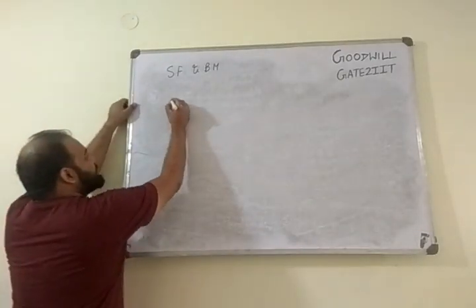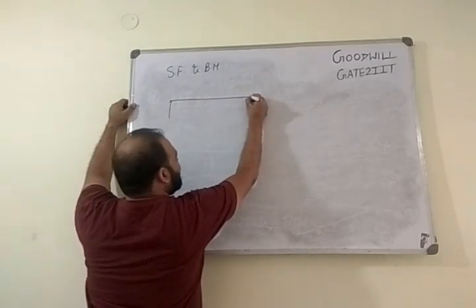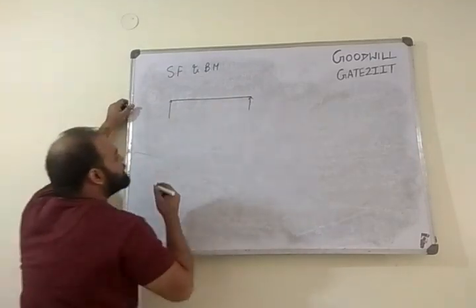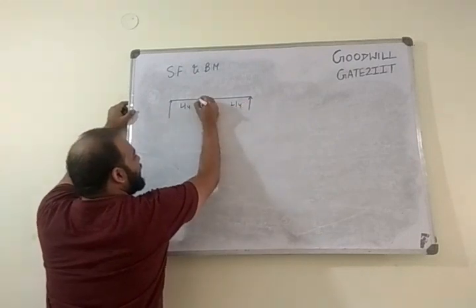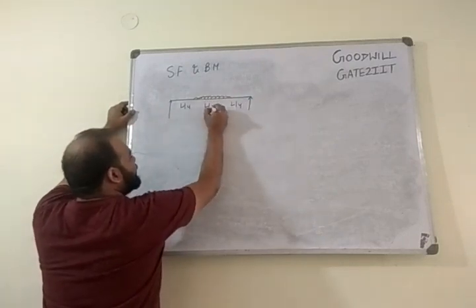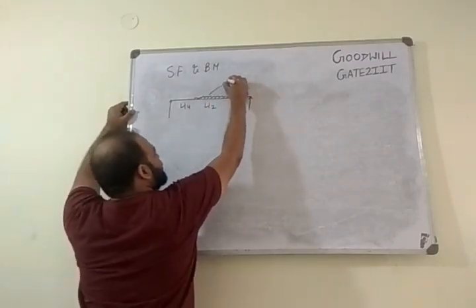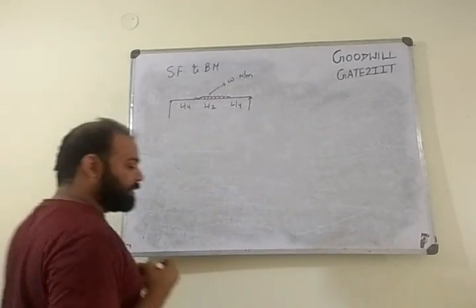Alright, now let's say you have a simply supported beam. I don't know the number now, how many numericals we have solved. You have a simply supported beam with L by 4 and L by 4 at the ends, and in between these two, in length L by 2, we are applying load W Newton per meter.